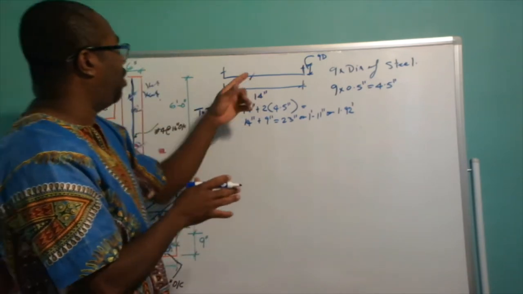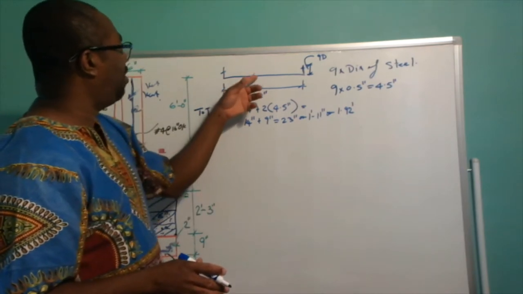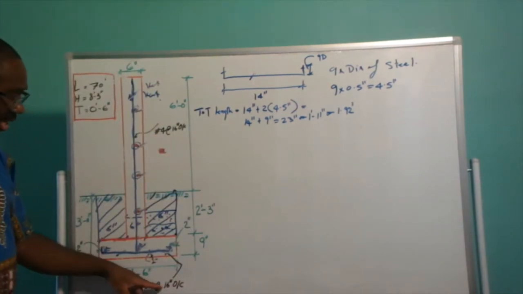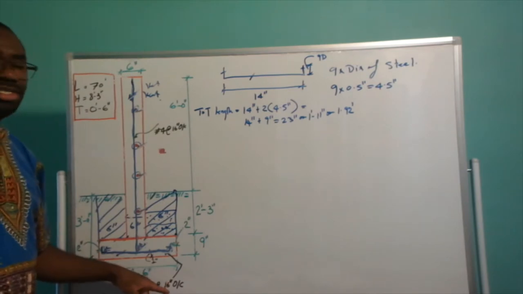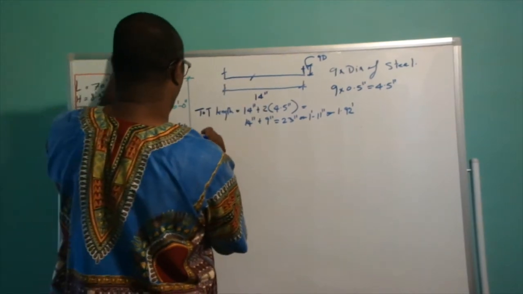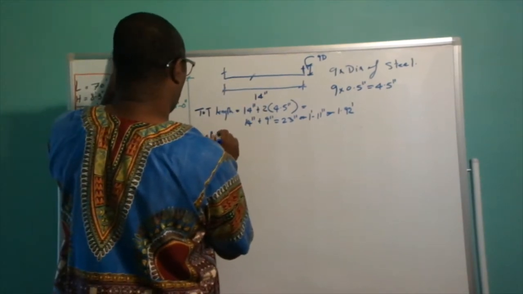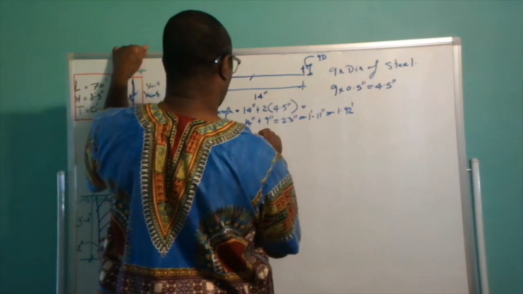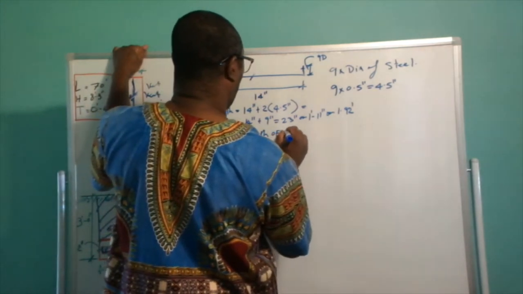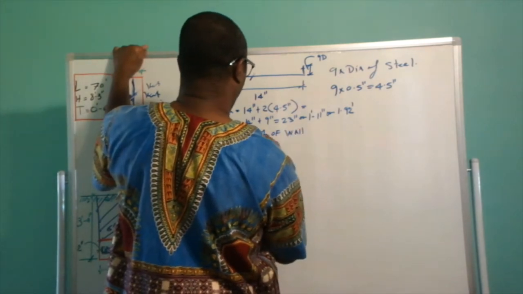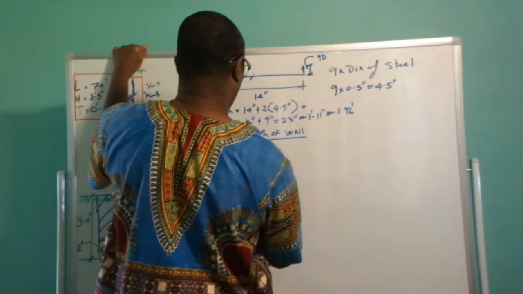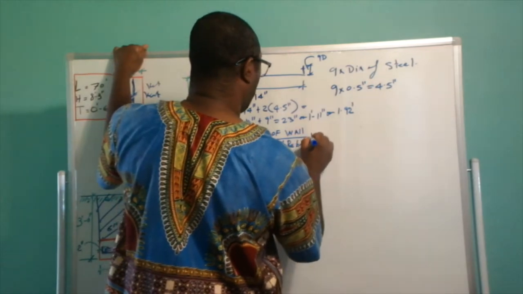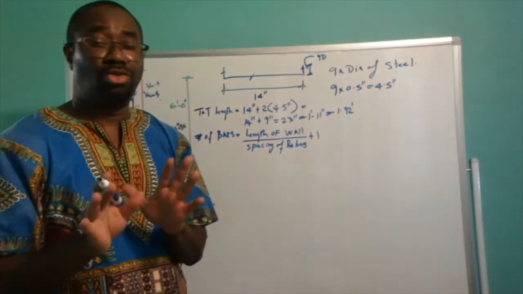So we have to find out now how many bars we have placed in the wall footing. If you look at the detail again, we see that it has a spacing of 16 inches on center. So to obtain the total number of bars, the total number of bars is going to equal the length of wall divided by the spacing of rebar plus 1.